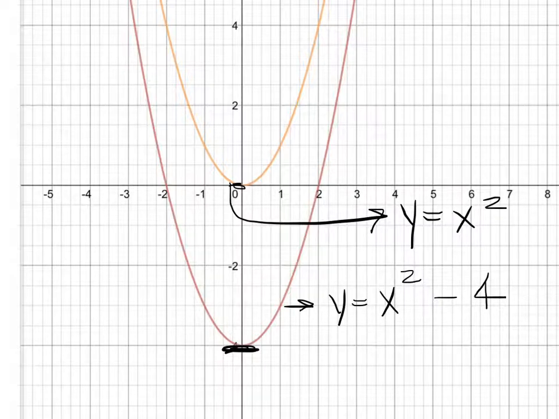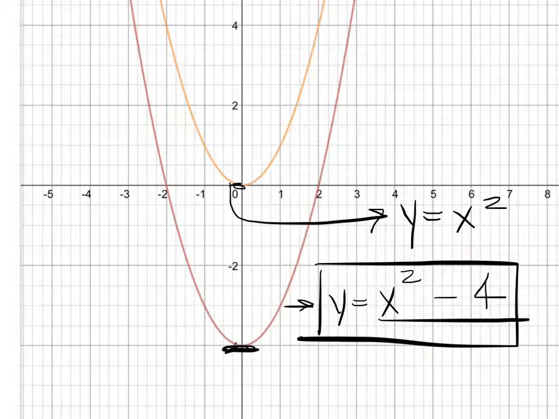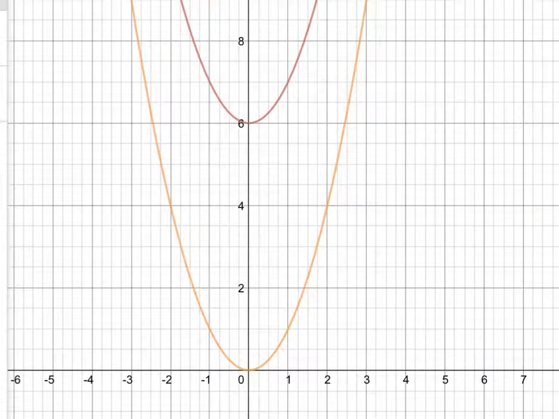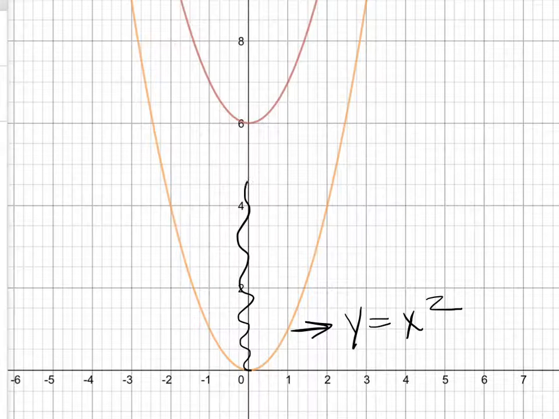Remember the directions were bring up the equation. If you only bring up x squared minus 4, you have brought me an expression. I need an equation. Y equals. Parent function for this one is y equals x squared. This one has been moved up 6, so that means you're going to have to do y equals x squared plus 6.